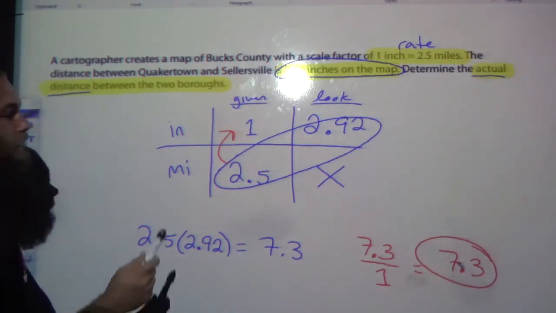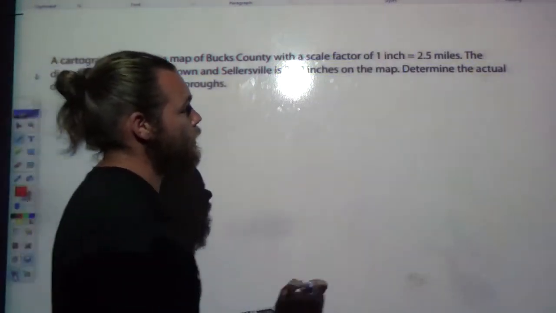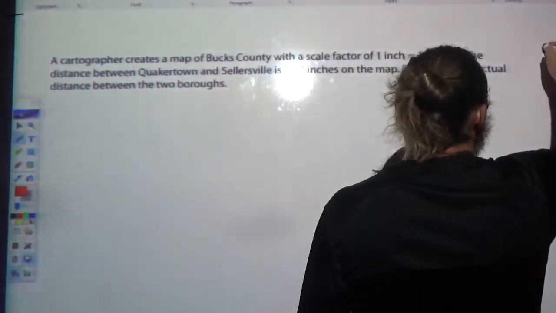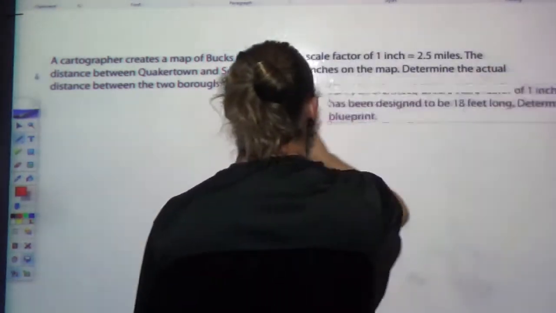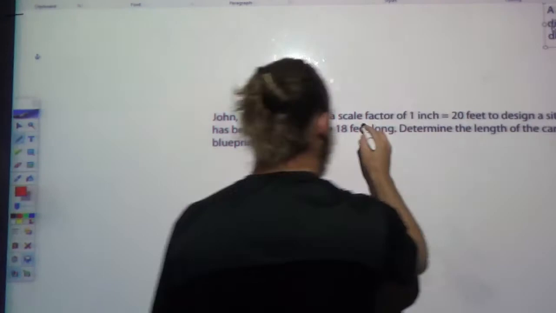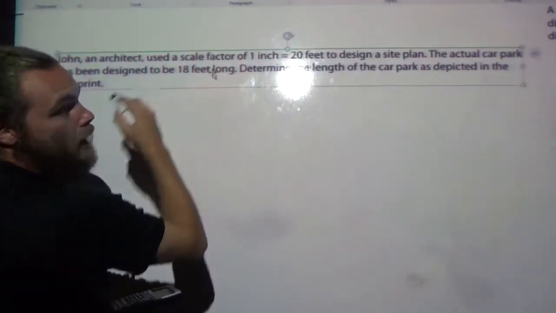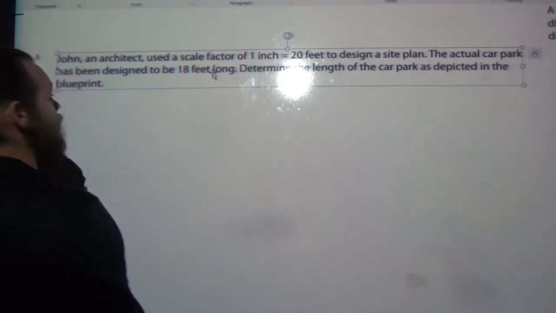Okay? So that's one word problem. And guys, most of them are like this. They're not super difficult. We'll do a couple more. Again, I apologize for the glare on the board.